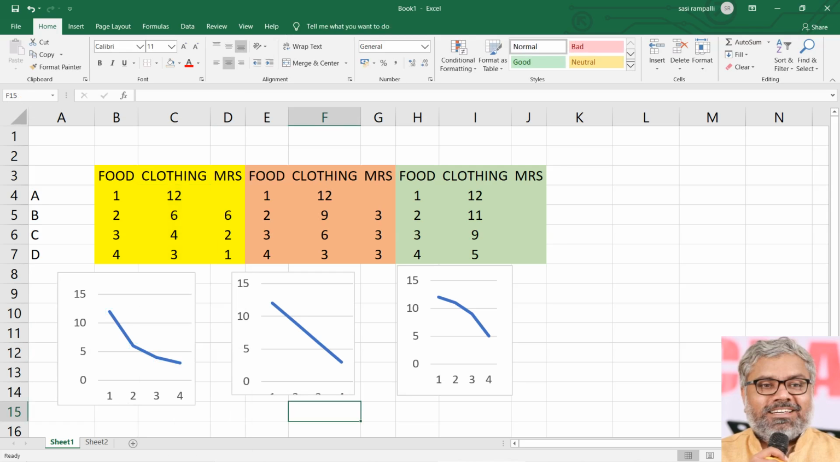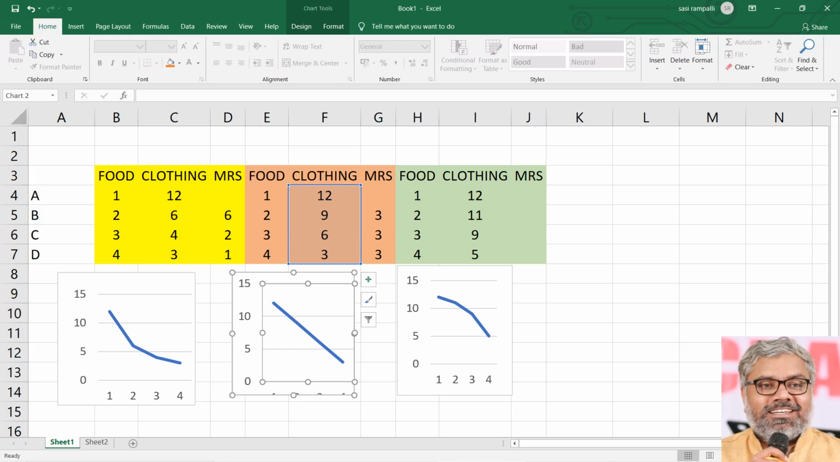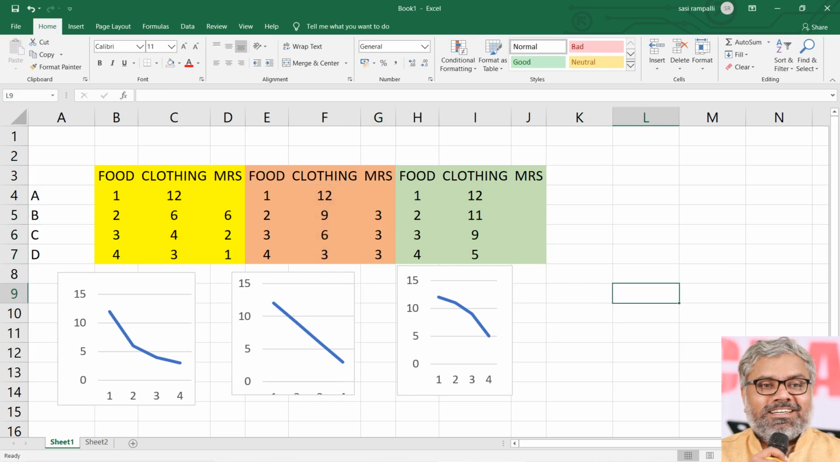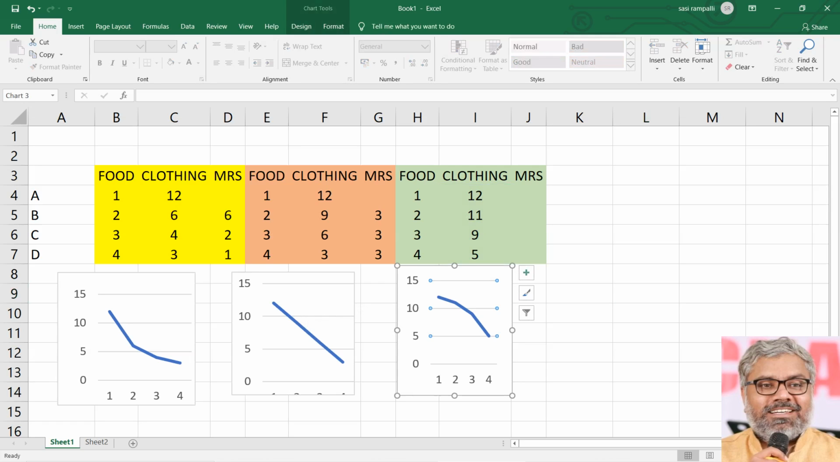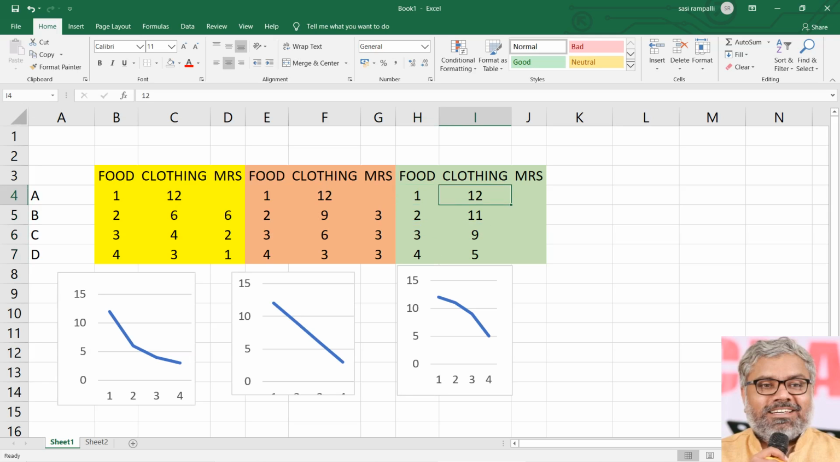Then, in the second scenario, the marginal rate of substitution was constant. There also the indifference curve is going downwards, but it was a straight line. It is not convex to the origin. Now look at the third scenario. Here also the same: as the consumption of food increases, the consumption of clothing decreases. But how quickly is it decreasing? What is the marginal rate of substitution here? Calculate that. So here the marginal rate of substitution will be 12 minus 11, that is 1.